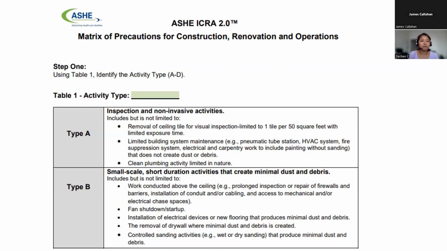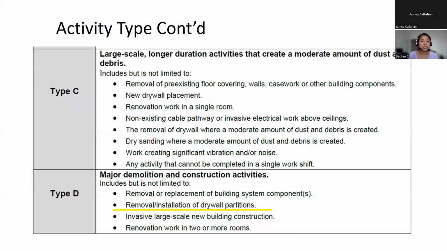So here in step 1, it is to identify the activity type. And there are 4 types, type A, B, C, and D. And depending on what type of work your construction involves, you will look for that activity and align it with that type. So for example, here you have type A and B, and in the next slide you have type C and D. And let's say your work involved installing a drywall partition. The activity type that activity falls under is type B, which I've underlined here. So in this case, it would be type B that this work would fall under.